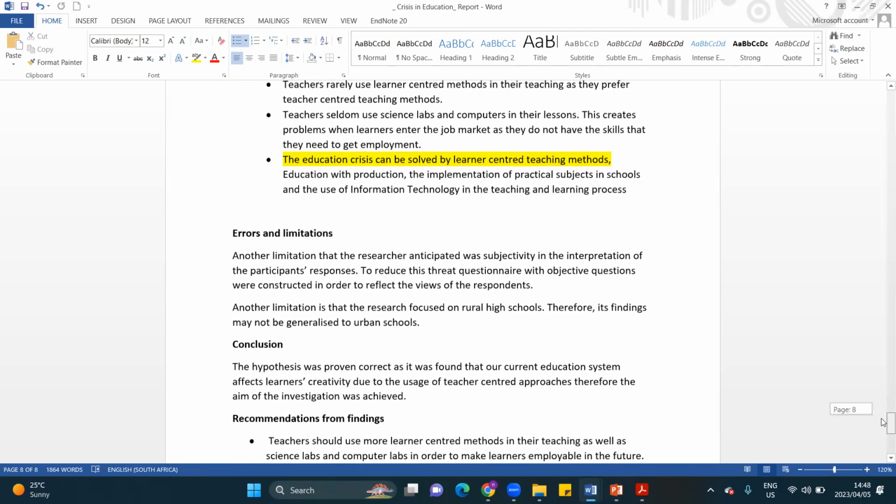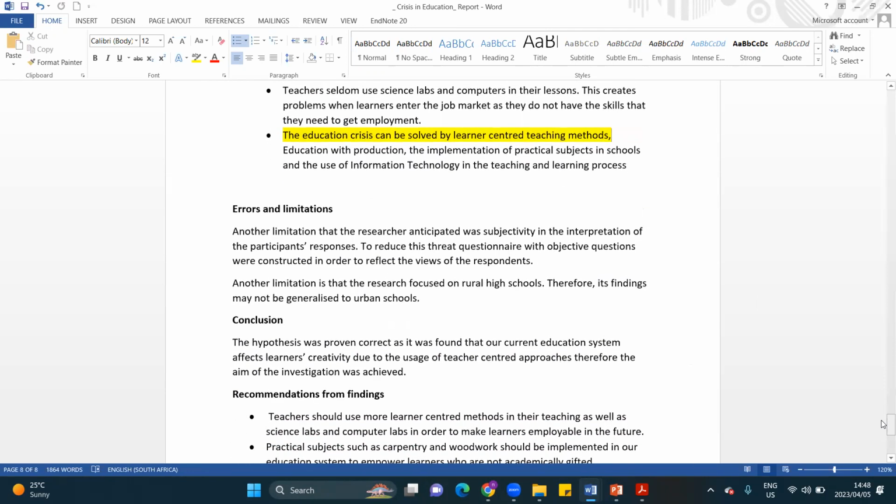Okay, let's look at errors and limitations. Was this learner able to identify any errors and limitations? Okay, so one limitation the researcher anticipated was the subjectivity, which is understandable as it's social science. And then the learner says, to reduce this threat, questionnaires with objective questions were constructed. So they're just telling us how.